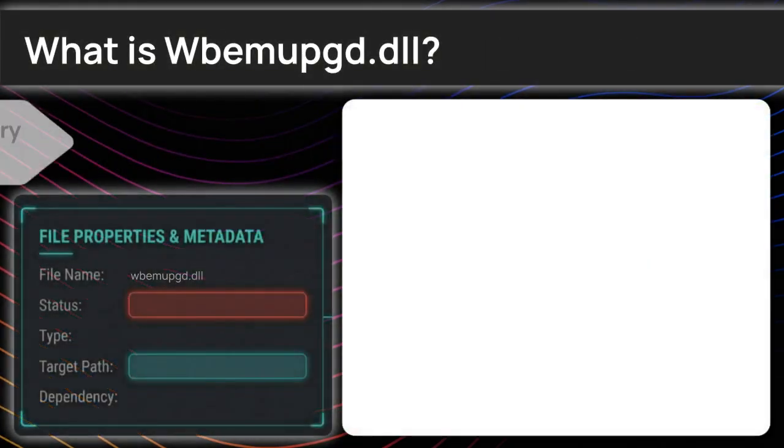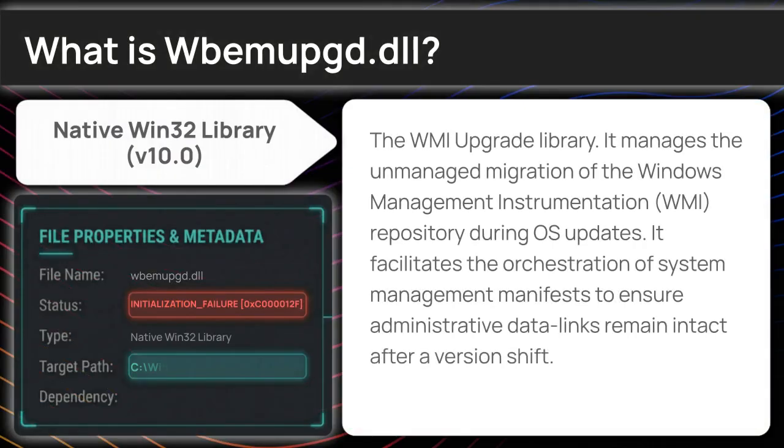This is the Wbemupgd library, the WMI Upgrade library. It manages the unmanaged migration of the Windows Management Instrumentation (WMI) repository during OS updates. It facilitates the orchestration of system management manifests to ensure administrative data links remain intact after a version shift.